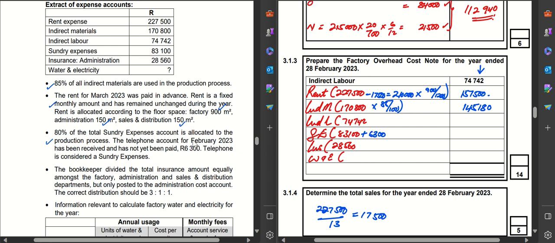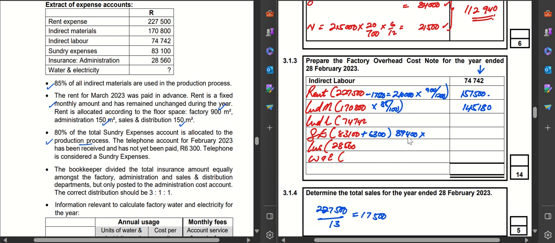80% of the total sundry expense is allocated to the production process. So in other questions, they'll tell you maybe the 10% goes to the selling and distribution and the other 10% goes to your administration. So you must watch out for that if the examiner wants you to do those parts. So if we add these amounts, I'm just doing it so then you know what I'm doing, 83.1 plus 6.3, you're going to end up with 89,400. 89.4, then you split it now.